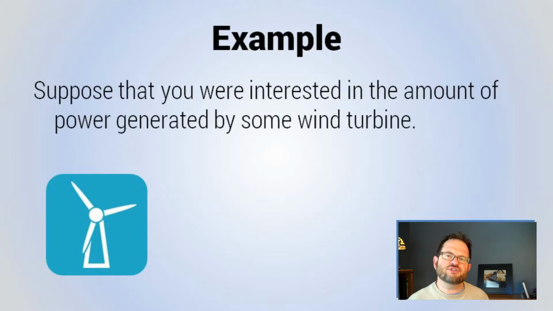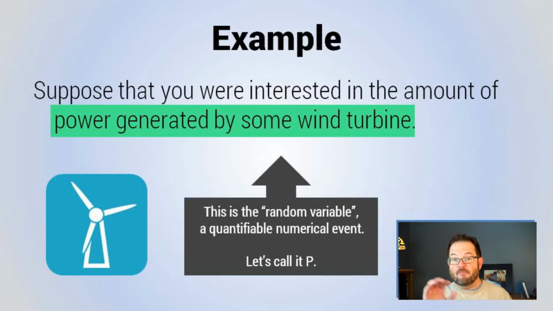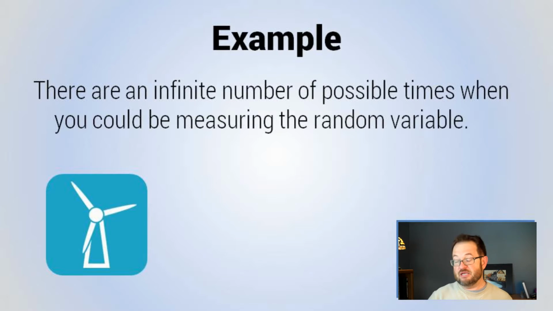Possibly it's best to think about this in terms of an example. Let's say that you were interested in studying the amount of power being produced by some wind turbine. This is the random variable then: the amount of power produced by this wind turbine. Let's say our numerical event is instantaneously how much power the wind turbine is producing, and we'll call that random variable P. We have an infinite number of possible times we could test that and get an observation of the instantaneous amount of power being produced by that wind turbine.